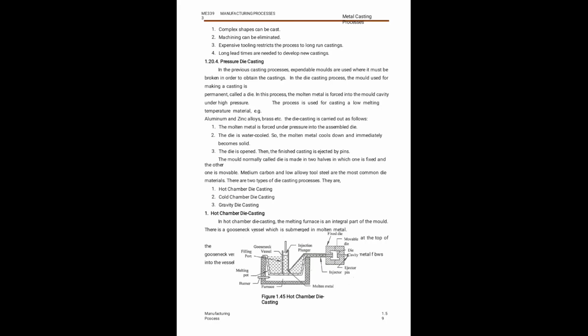This is the pressure die casting process condition, and it is conducted in 3 different types of pressure die casting. First one, hot chamber die casting; second one, cold chamber die casting; and gravity die casting. It is a hot chamber die casting diagram. The molten metal is produced with the support of a burner as well as the plunger setup. All the setup is in the same condition, so it is called a hot chamber die casting process.